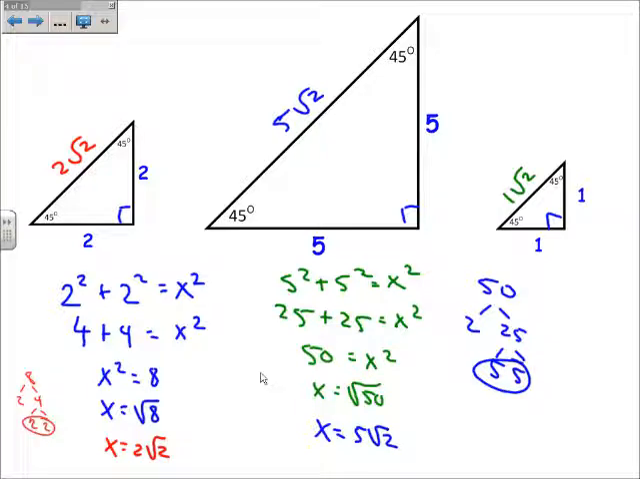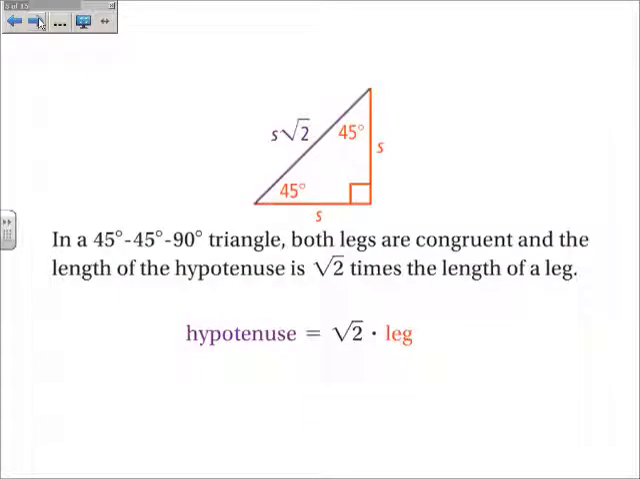So if you'll notice, there's a pattern: if the leg is 2, the hypotenuse is 2 root 2. If the leg is 5, the hypotenuse is 5 root 2. If the leg is 1, it's 1 root 2. There's a pattern in the textbook. Textbook puts it this way: in a 45, 45, 90 triangle, both legs are congruent, and the length of the hypotenuse is root 2 times the length of the leg. I think this equation is pretty helpful to us.